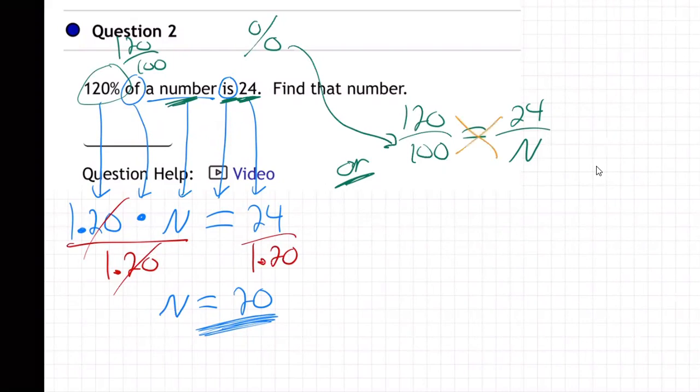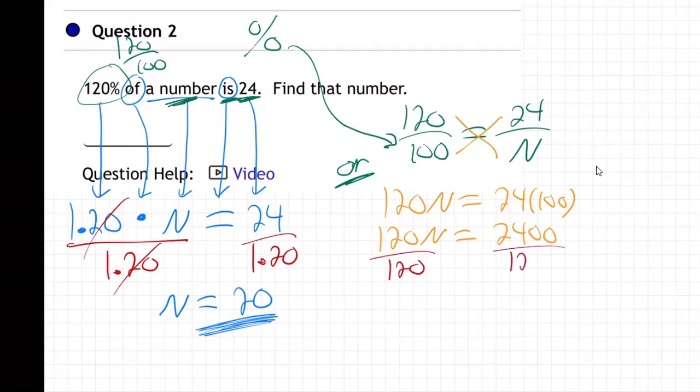Then you would just cross multiply to solve. In that case, when you have 2 equal fractions, you cross multiply to solve. So you would get 120n is 24 times 100. So 120n is 2400. Then last step, divide by the 120. And you'll get the same answer. So either way is good. Both ways are good and true.